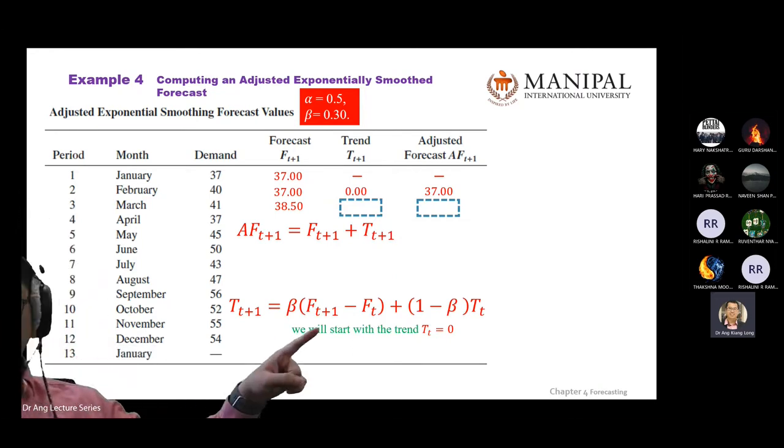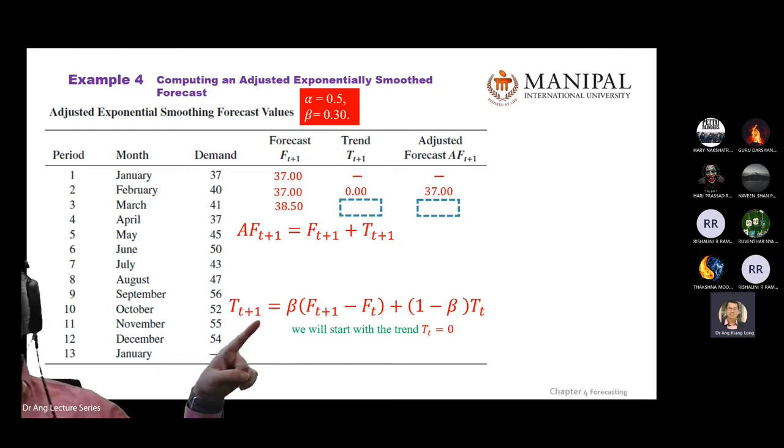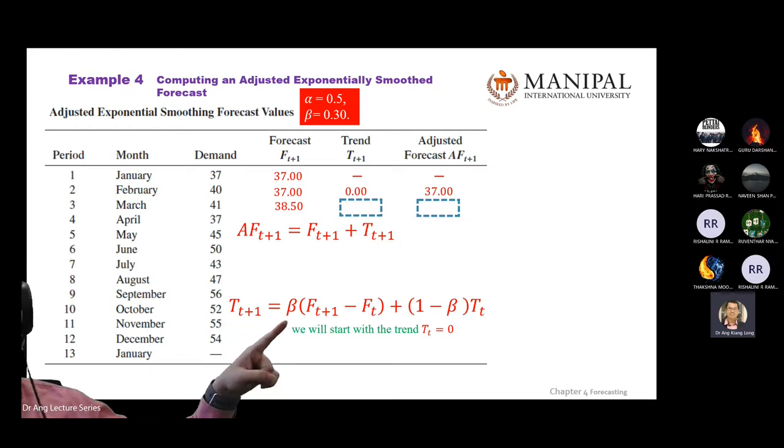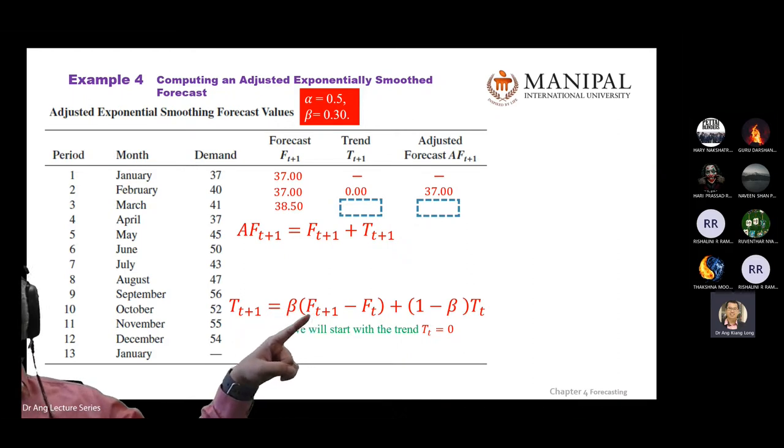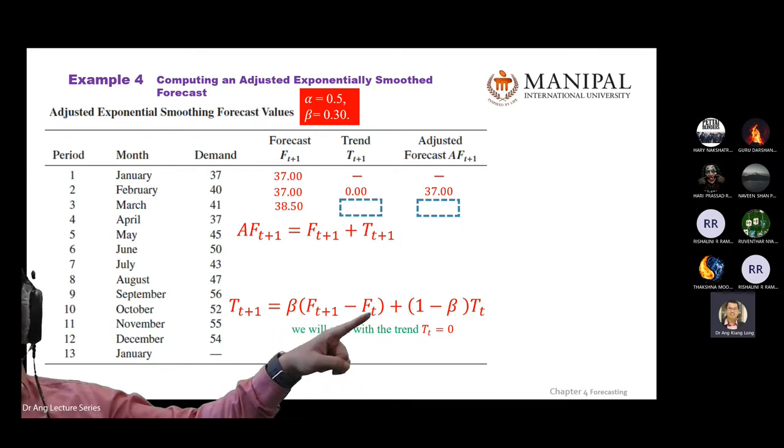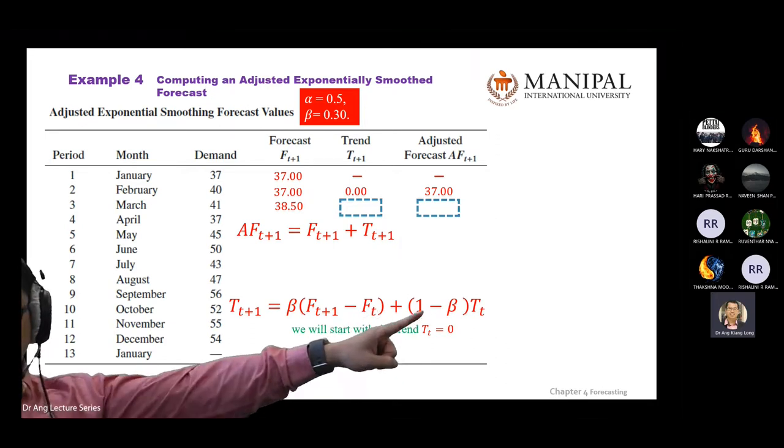So Sarini, what are your numbers? T5 equals... What is the beta value? 0.3. Okay, correct. 0.3, this one? F what? F5. So F5 is what? 38.38. Okay, minus F4. So F4 is 39 point something, right? Plus 1 minus beta, what is your T4?